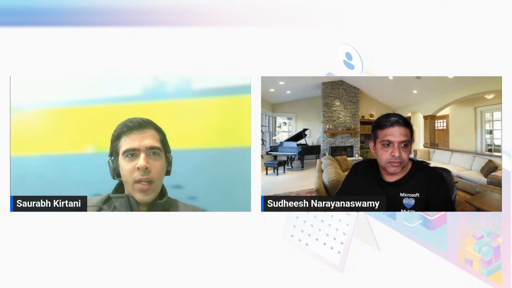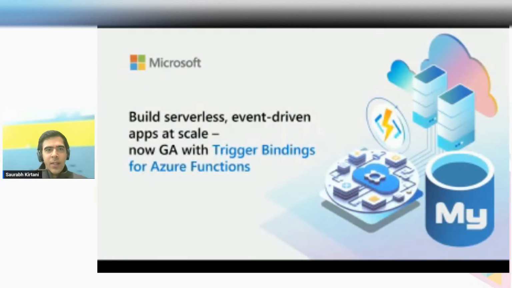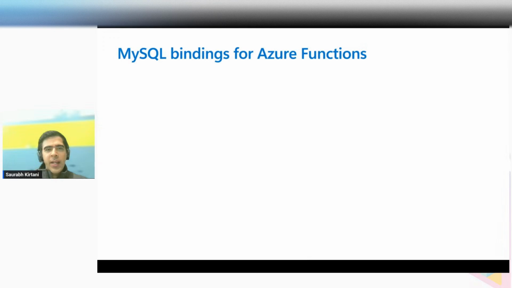Next up, we'll cover a new update that we recently announced at Ignite, trigger bindings for Azure Functions general availability. And before I go there, first I'd just like to talk about the landscape today, where enterprises and organizations are building more and more microservices and event-driven applications. And what used to happen is that developers used to write boilerplate code, let's say to integrate a MySQL database with Azure Functions in the past. And Azure Functions is a serverless compute service, which is highly scalable.